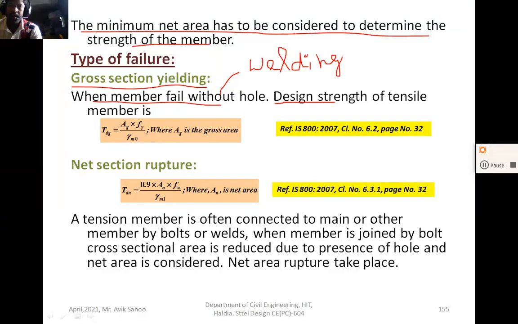Next, what is the design strength of a tensile member? It is given in clause number 6.2, page number 32. The formula used is Tdg = Ag Fy / gamma m0, where gamma m0 is the partial factor of safety for material, and Ag is the gross area. Note this point: the yield stress is considered. When cross section yielding takes place, yield stress is taken.